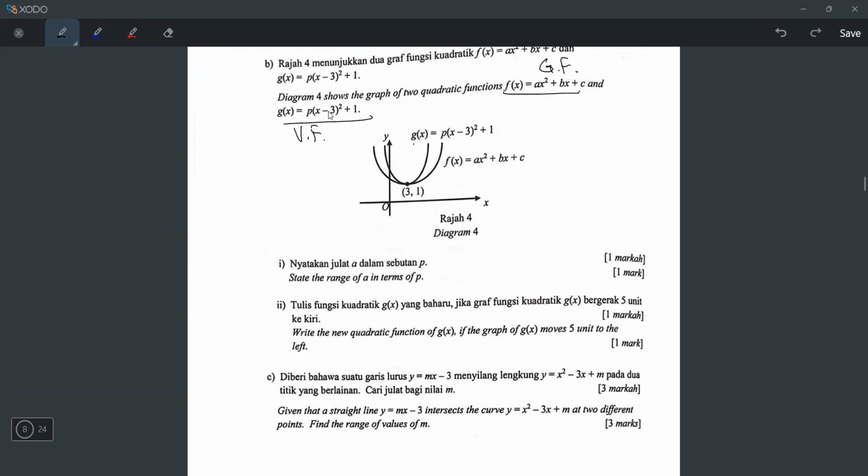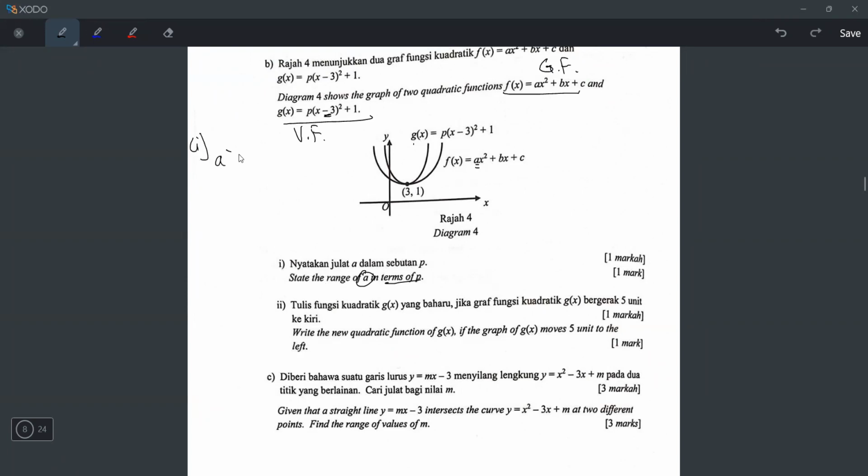Okay. So in vertex form, usually we can see the turning point. So negative 3 take out is 3 and then 1. And they even write it for me already. Okay, now 1 says what? State the range of a in terms of p. I'm assuming is this a, right? Yeah, this a. There's only one a in the question. So question number 1, state the range of a.